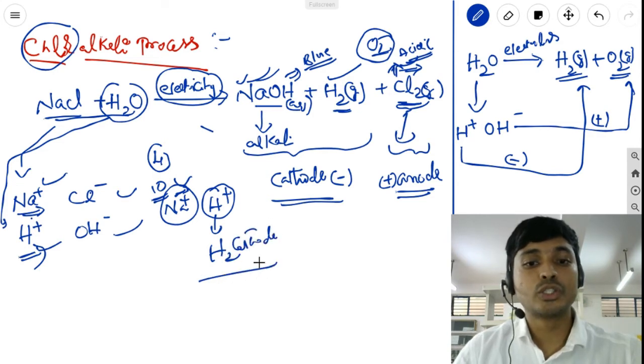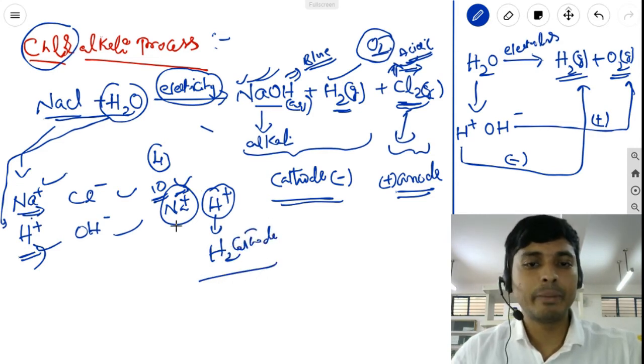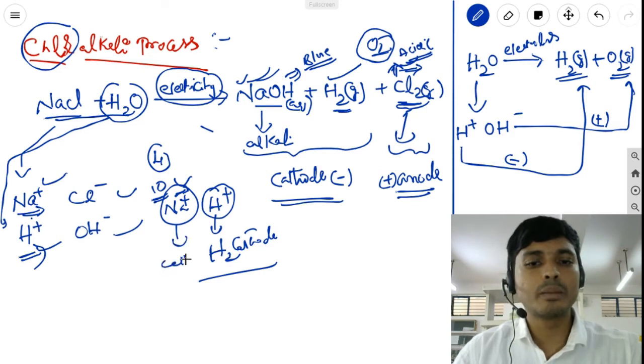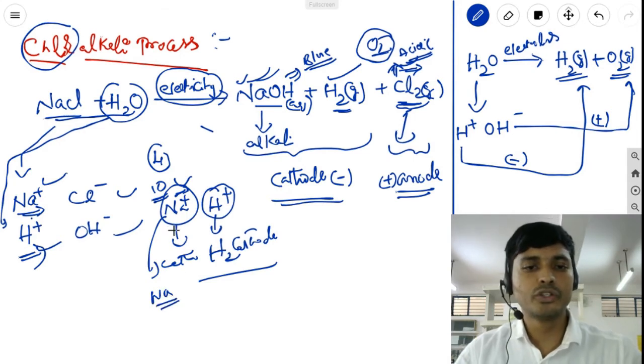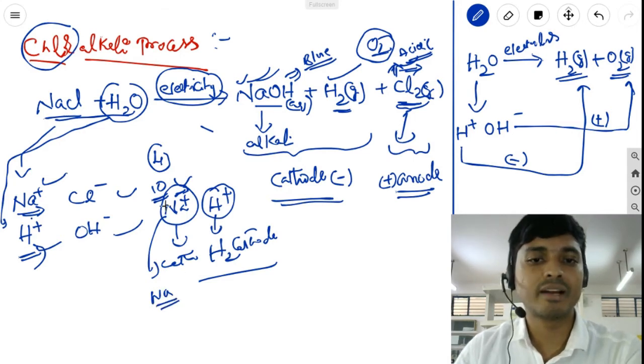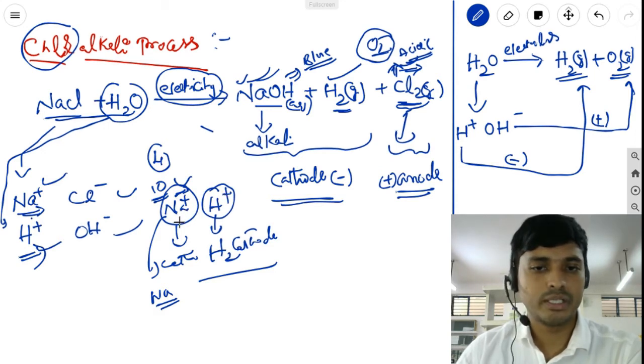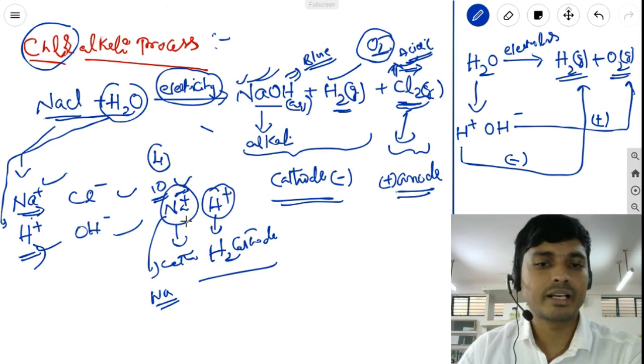At the cathode, H2 gas will be generated, and Na plus also goes to the cathode, but this will not get reduced to form the sodium metal. If you don't take the water, then you get the sodium metal. But you are having this water solution, there is the competition between Na plus ions and H plus ions, and Na plus ion will remain in the solution. So that Na plus ion, what happens?